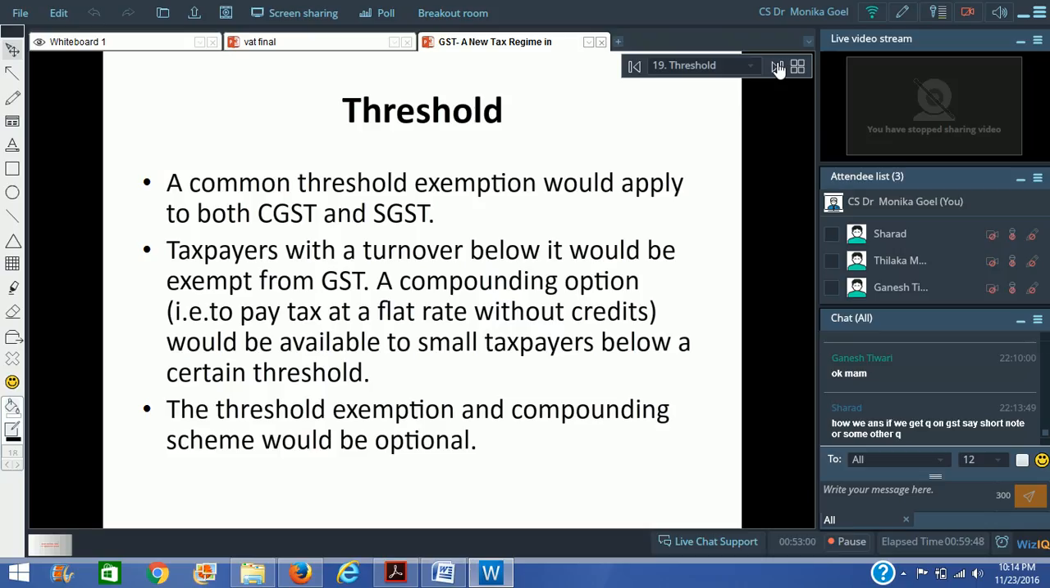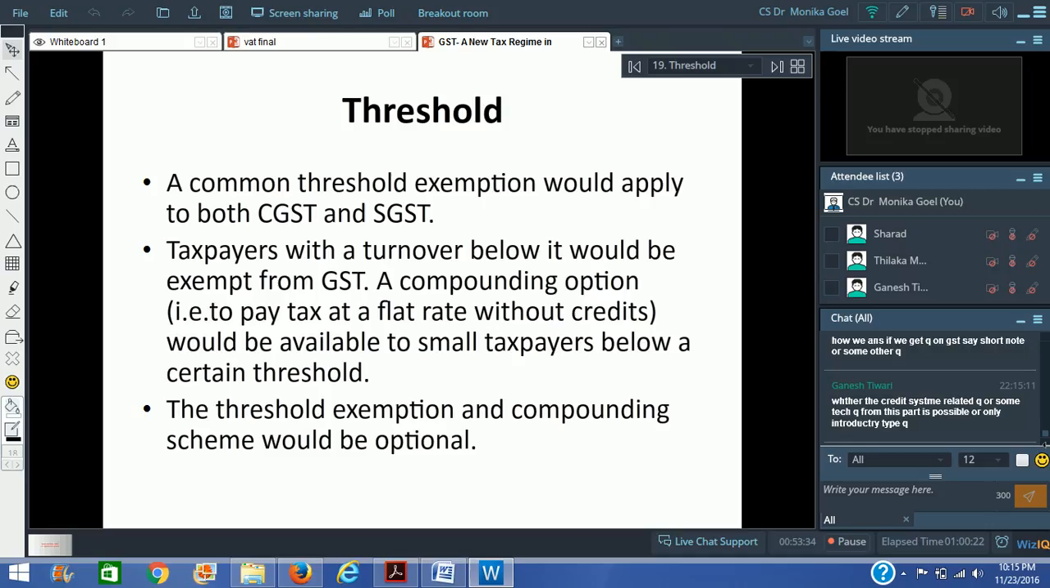So this concept of GST is definitely going to be very, very advantageous for our country. There's going to be one common threshold under GST. So as we have right now 5 lakhs in VAT and 10 lakhs in service tax, and then in case of excise we've got a limit of 1 crore, 1.5 crores. There's not going to be different thresholds in the GST regime. There's going to be one common threshold for both CGST and SGST. So that is going to be common.